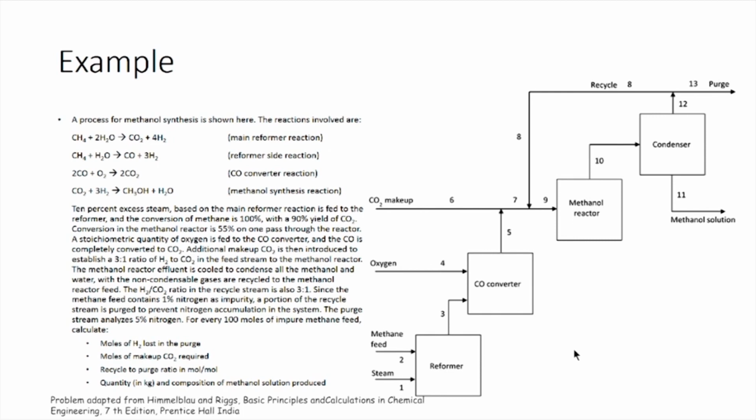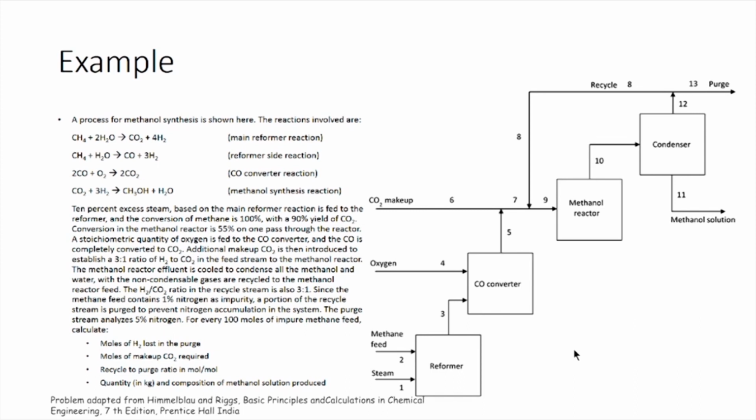the methanol reactor. Methanol reactor effluent is cooled to condense all the methanol and water, with the non-condensable gases being recycled to the methanol reactor feed. The hydrogen to carbon dioxide ratio in the recycle stream is also 3:1. Since the methane feed contains 1% nitrogen as impurity, a portion of the recycle stream is purged to prevent nitrogen accumulation in the system. The purge stream analyzes 5% nitrogen.